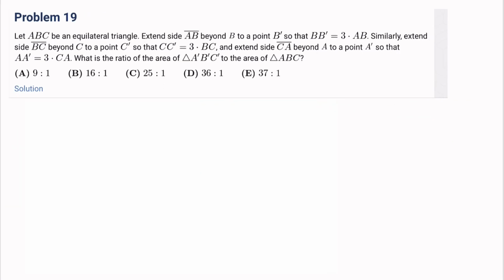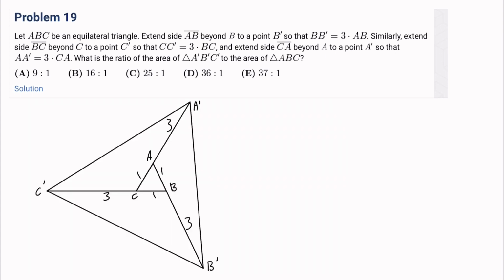Number 19, let ABC be an equilateral triangle. Extend the side AB beyond B to a point B prime, so that BB prime equals 3 times AB. Similarly, extend side BC beyond C to a point C prime, so that CC prime equals 3 times BC, and extend side CA beyond A to a point A prime, so that AA prime equals 3 times CA. What is the ratio of the area of triangle A prime B prime C prime to the area of triangle ABC? Okay, so this will be our diagram here.